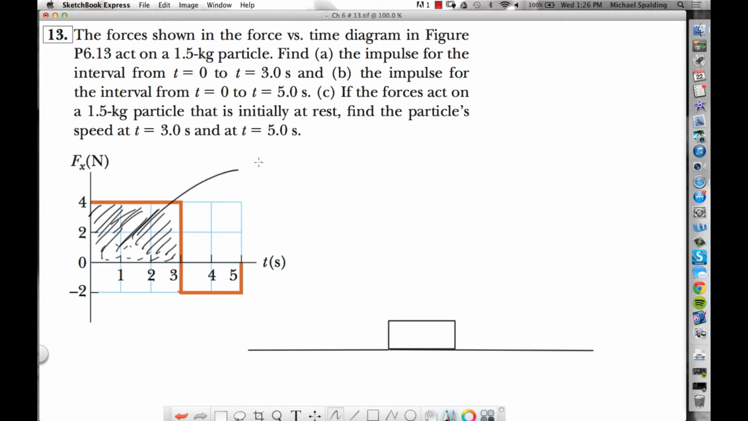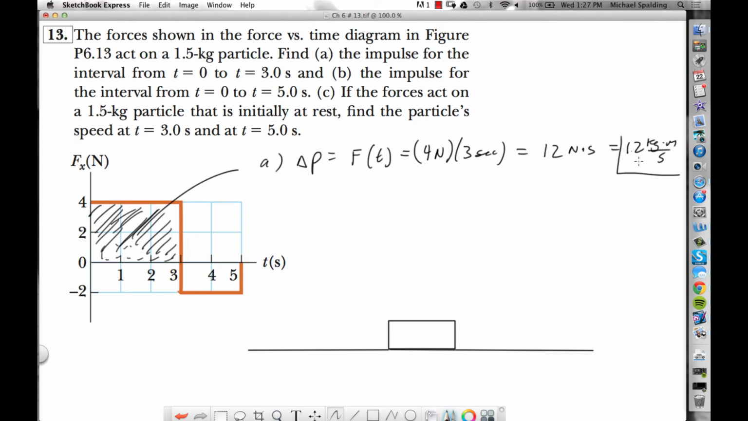So for A, impulse is basically equal to force multiplied by time. The force is 4 newtons. The time is 3 seconds. So this gives us an impulse of 12 newton seconds, which is the same as 12 kilogram meters per second. So that's the answer to part A. It's positive.